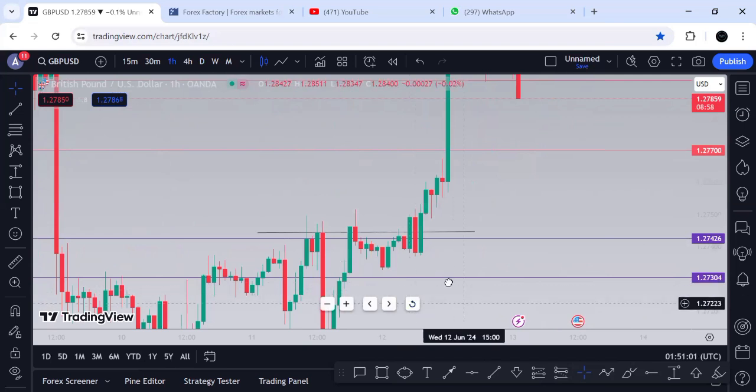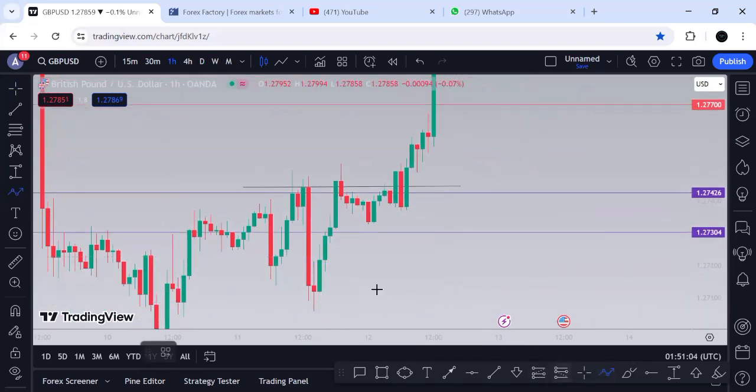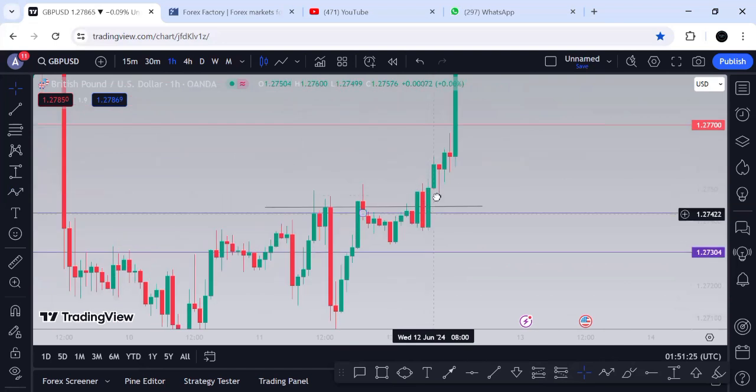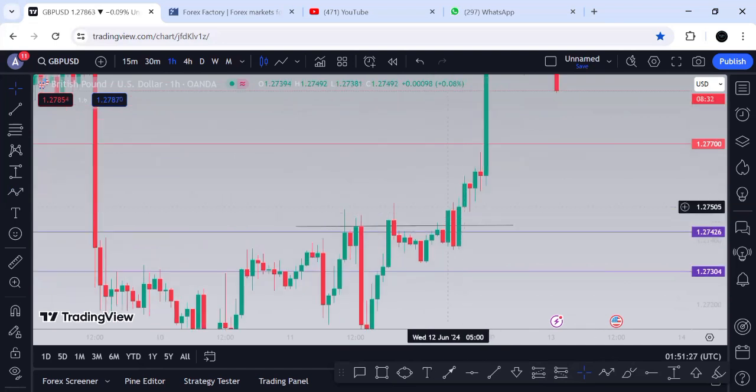You notice H1 is an uptrend, in the sense that there was a shift in market structure over here. Trend continued, there was a retracement, trend continued, retracement, trend continued. As I said, I waited for this candle to close above this resistance.